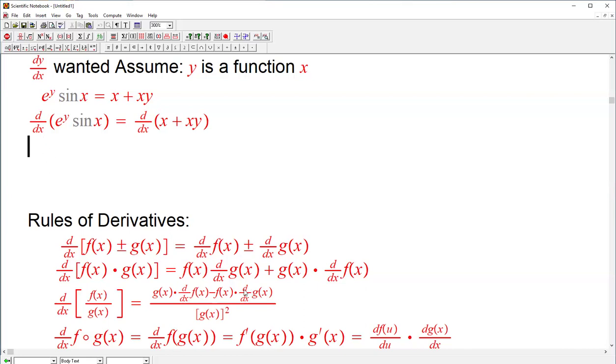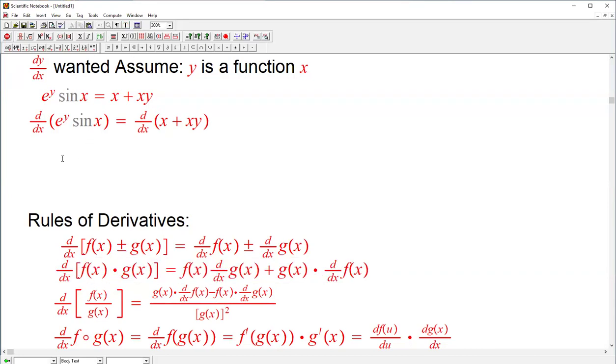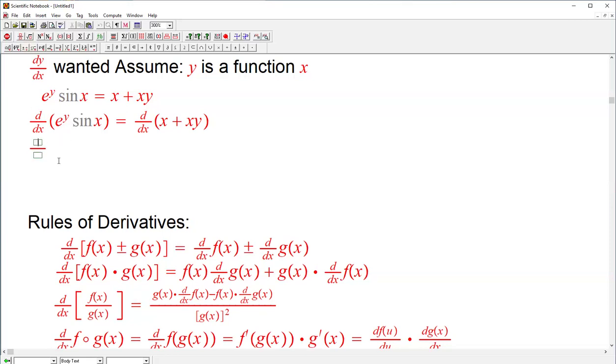Okay, product rule. And the product rule is right here. On the product rule, you can make your choice. Suppose we differentiate e to the power y first, and not differentiate sine x. So we're going to have two terms, right? If we differentiate e to the power y and keep the x, you should write sine x in the front of it.